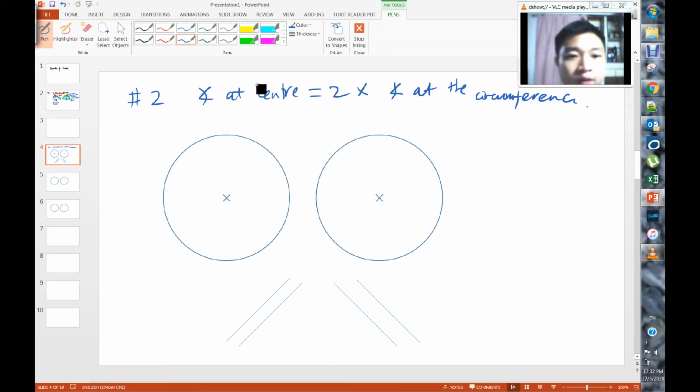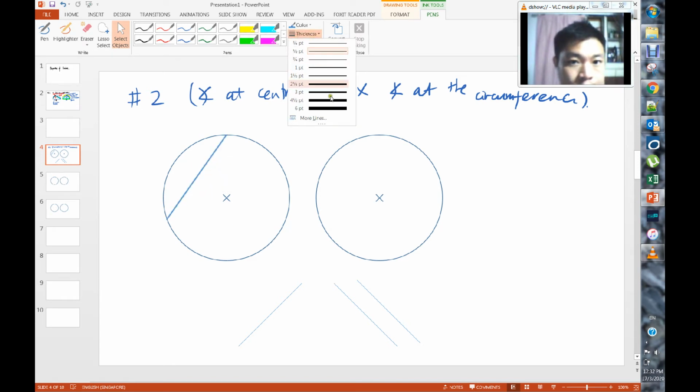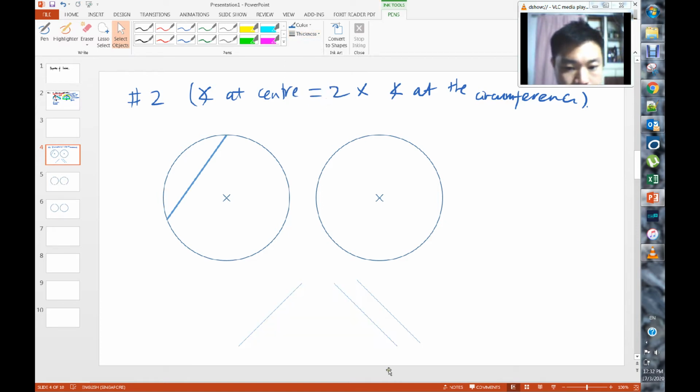Okay, I'm done. So let me try to explain to you what this rule is all about. First thing first, let me use this circle 1 to illustrate the point. It looks like I have to make everything here thicker first.